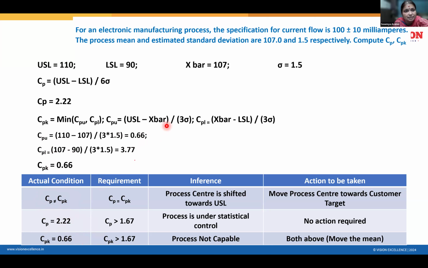The process has the potential to become capable, but we are not achieving it. That is the conclusion. So Cp equal to 2.22 means your process has the ability to produce consistent results. What is the ability your process has? To produce consistent results. But whether the results are consistently good or consistently bad, that depends on Cpk.